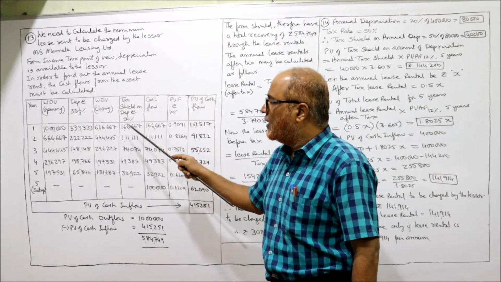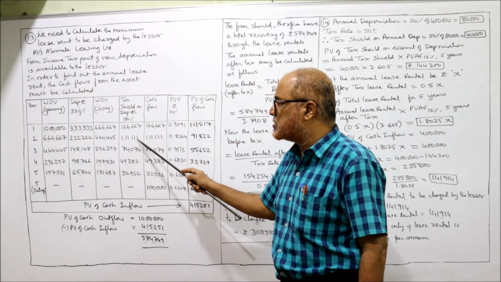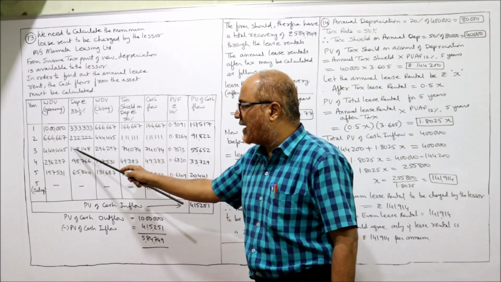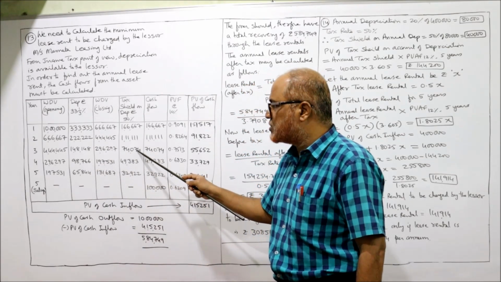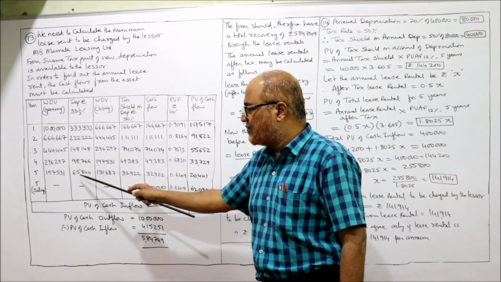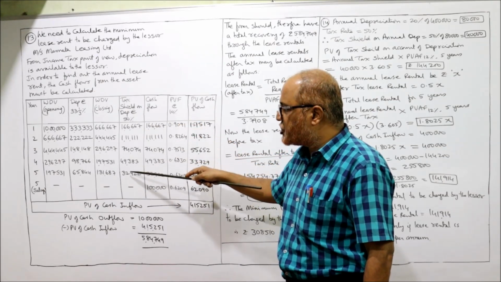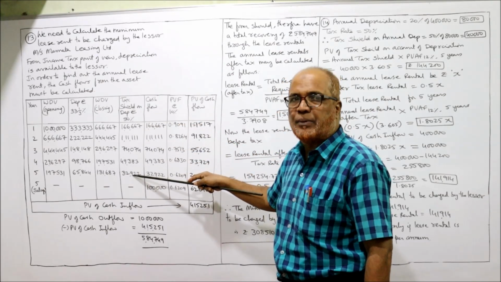1,66,667. Now 50% of 2,22,222 is 1,11,111. 50% of 1,48,148 is 74,070. 50% of 98,766, this one. 50% of 65,844, this one. So we got tax shield on account of depreciation.